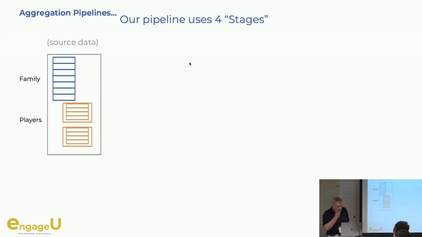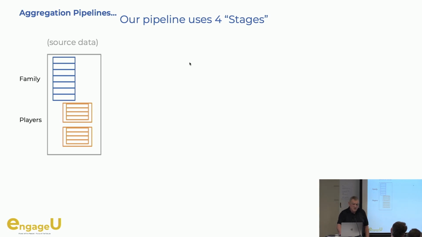So we're using four stages in our pipeline. Rather than show you the interface from the MongoDB admin panel, I'm going to make it more diagrammatic and easier to understand. We start with a family that's got, say, in this case, 2 players. So there's some family fields, and in this case, 2 players, and within each player, there's some player fields.